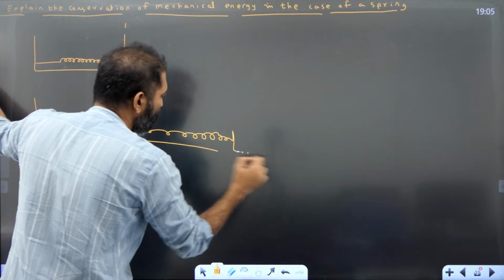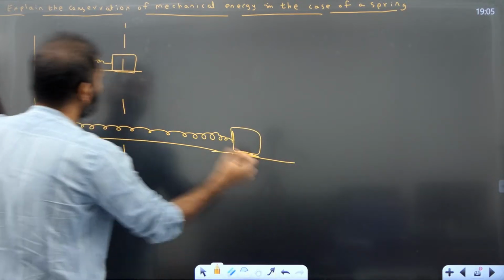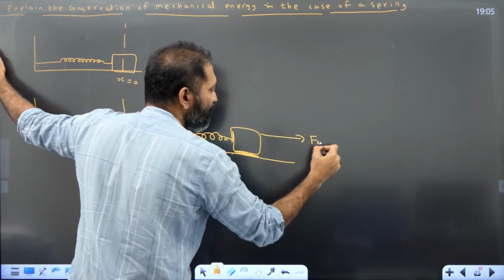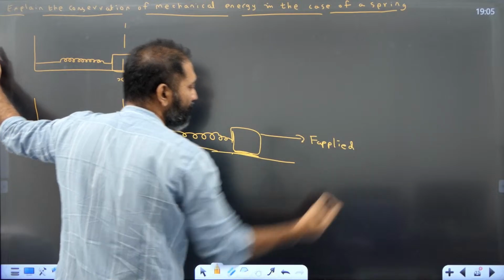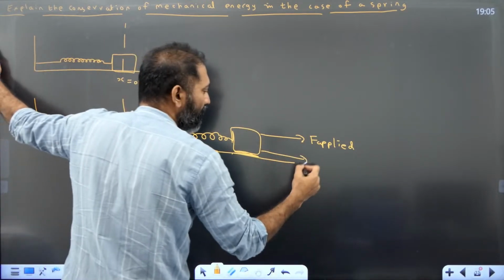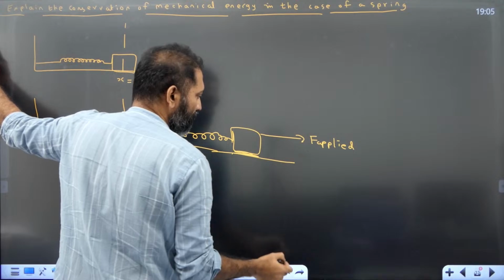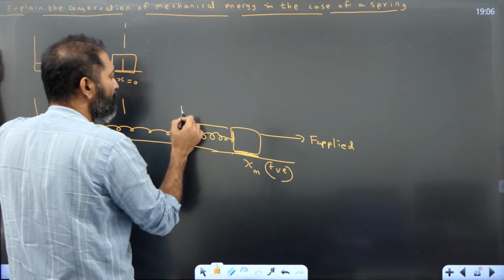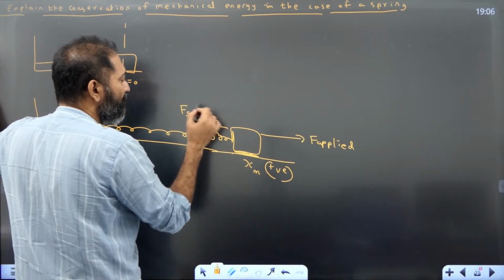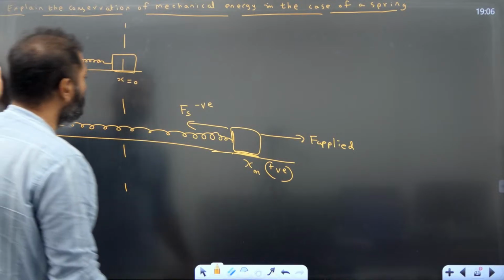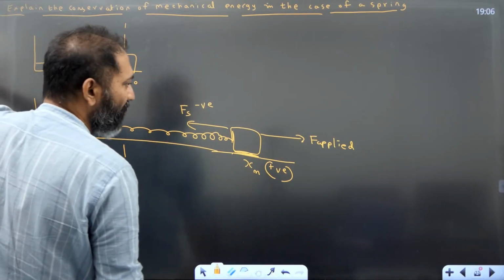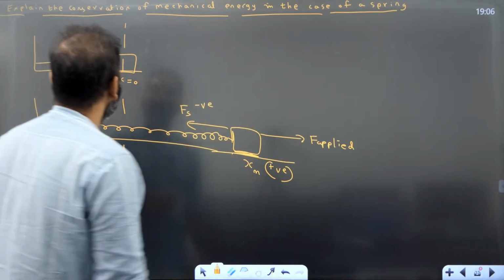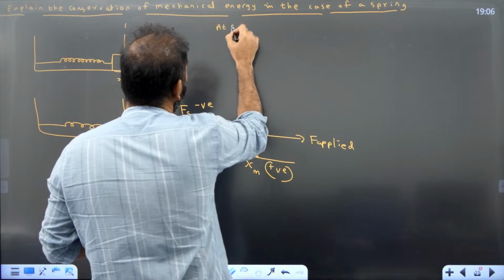See, initially the block was in this position, so displacement x equal to 0. When I applied a force, it moved to the right. Applied force is in this direction, displacement x suffix m is positive. Spring force, F suffix S, is negative. Always remember, forces or distances to the left side are negative, right side positive.